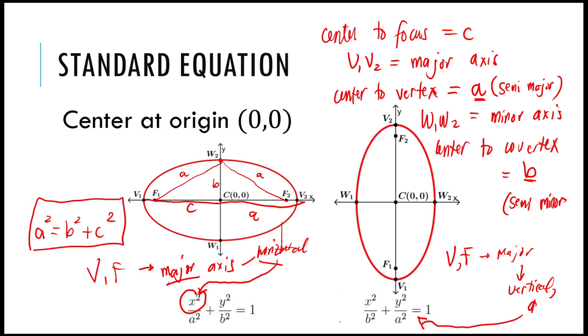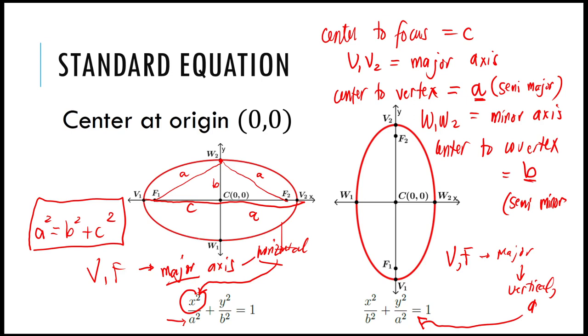Kung ano ang orientation ng major axis, doon dapat nakapailalim yung A natin. Kasi si A, as our notation, A is the length of the semi-major axis. B is the length of the semi-minor axis. And C is the center to focus distance, from center to focus. Okay, yun lamang yung parts ng ating ellipse. At yan yung standard equation niya.